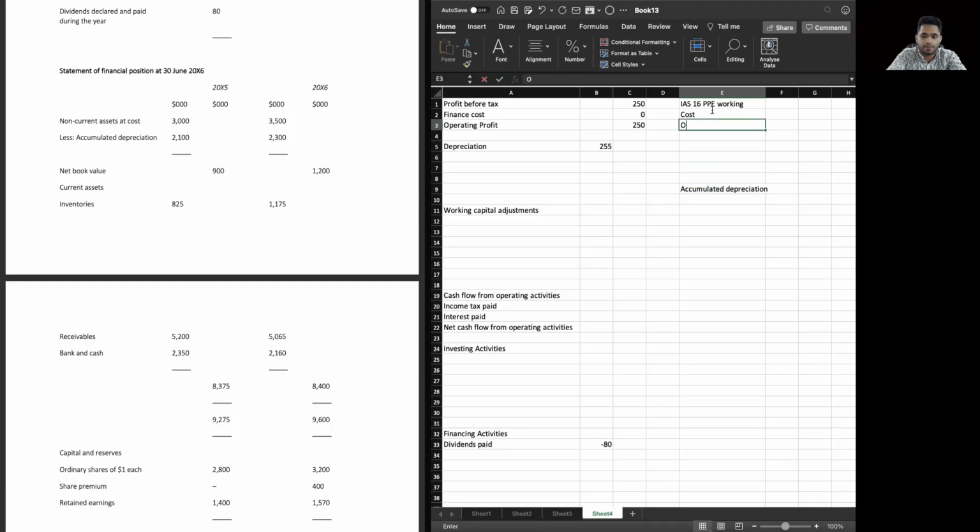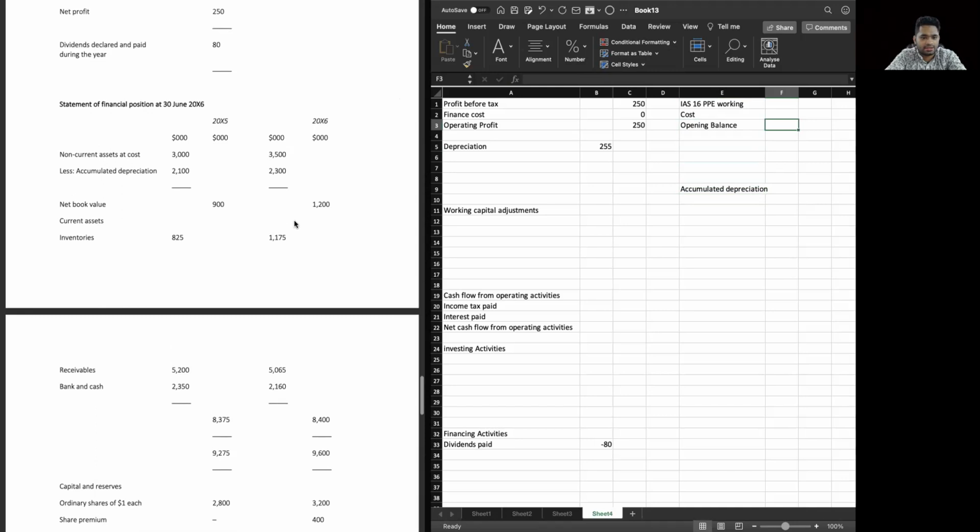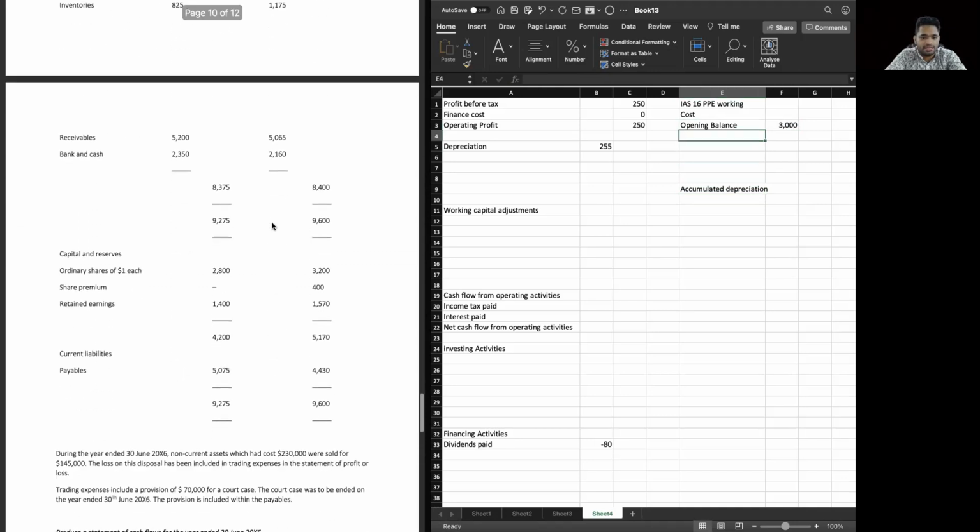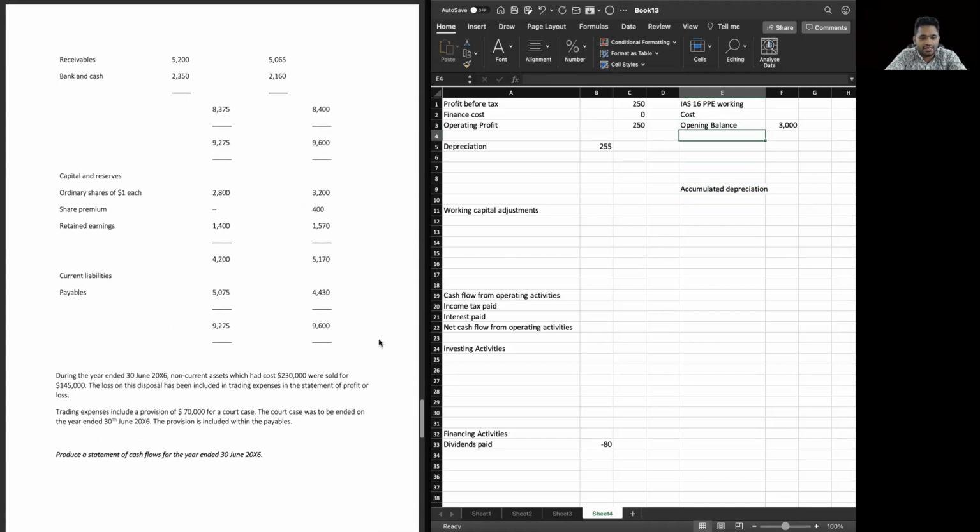Now the cost, the opening balance is going to be 3,000. Now they said that there is going to be a disposal coming in. So the value of the asset that was disposed is going to be 230. So if you are having a disposal, that means your asset value is decreasing. So by 230, your asset will decrease.